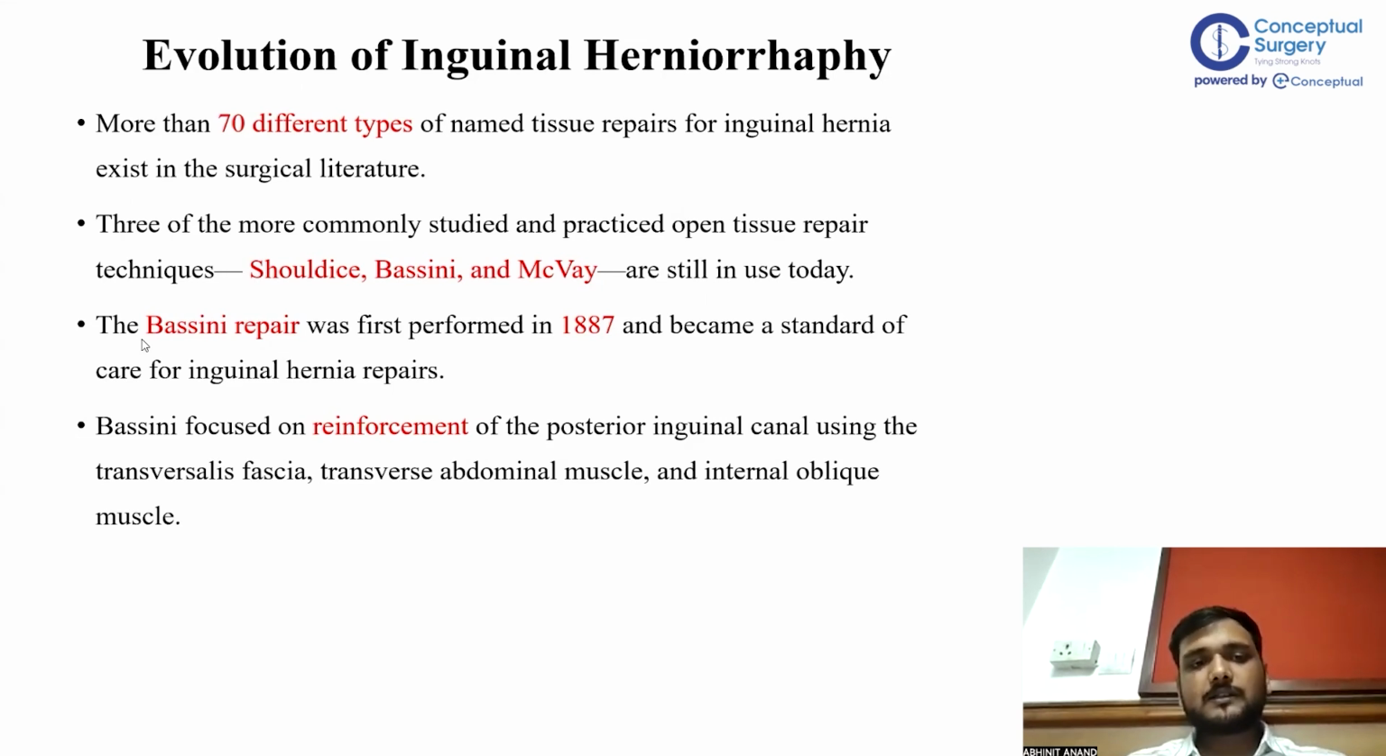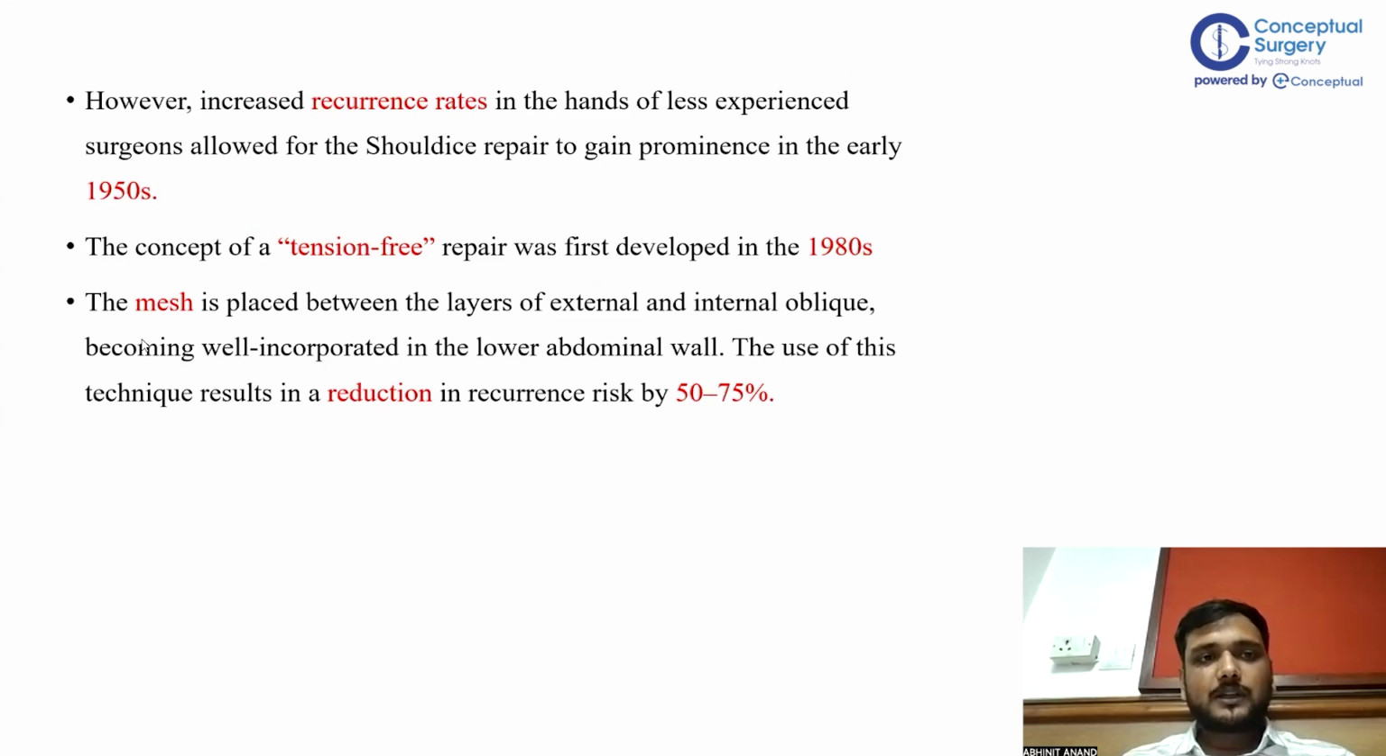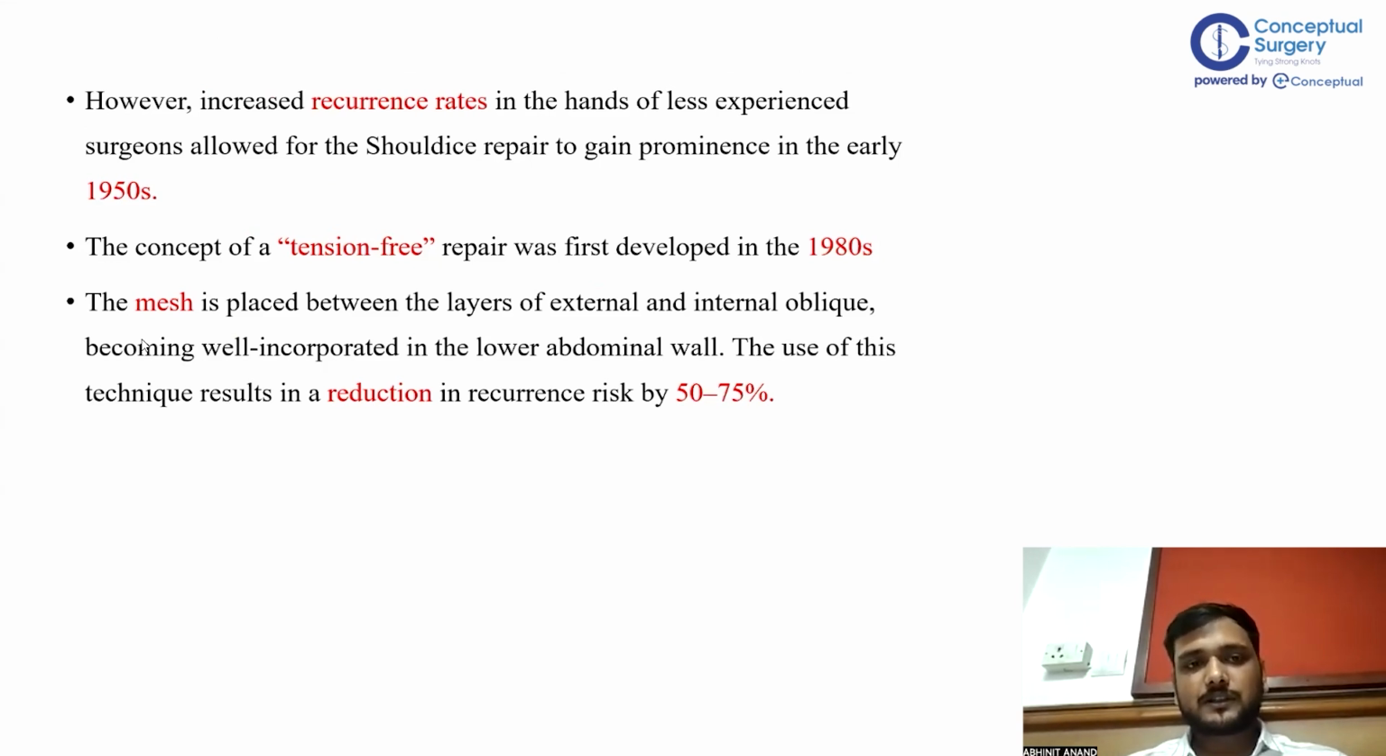But it causes tension in the posterior wall, where the focus is on reinforcement of the posterior inguinal canal using transversalis fascia, transverse abdominis, and internal oblique muscle, suturing them all together. However, this causes an increased recurrence rate in the hands of less experienced surgeons, which was followed by Shouldice's repair, which gained prominence in the early 1950s in Canada.